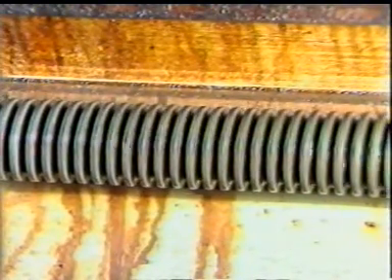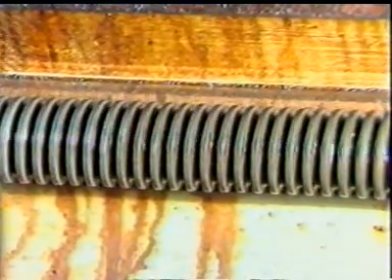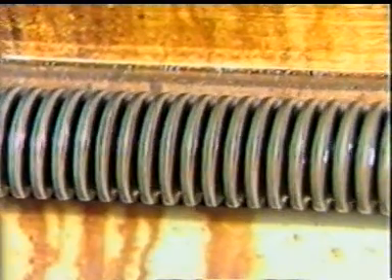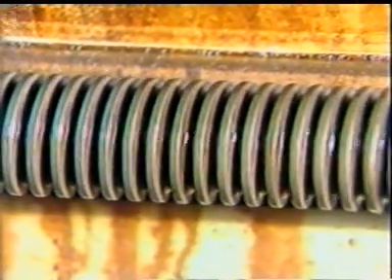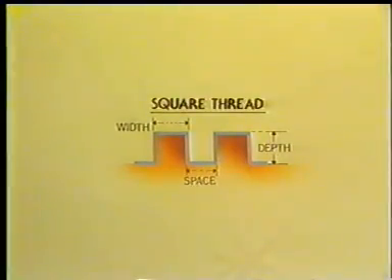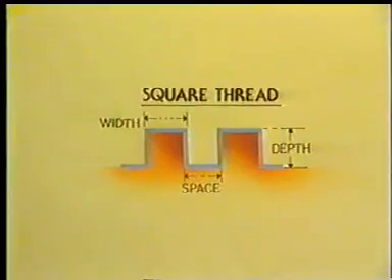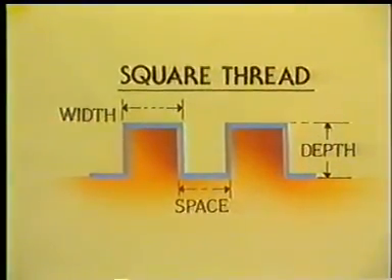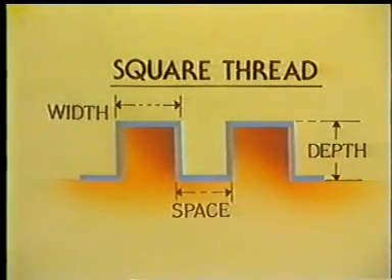Let us now have a look at different profiles of threads. Sharp V thread is a thread with sharp edge. It is generally used in watch components. In square threads, the width of the thread, the depth of the thread, and the space between two threads are approximately equal. It is a strong thread.